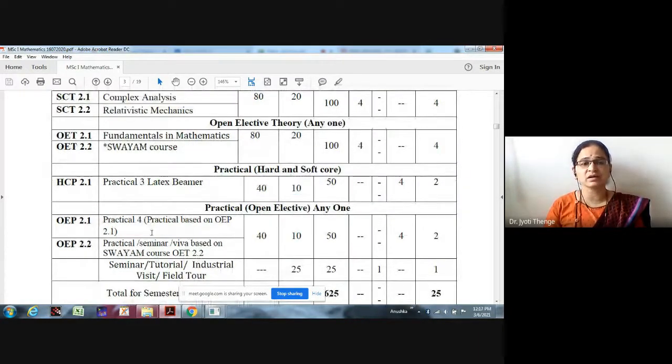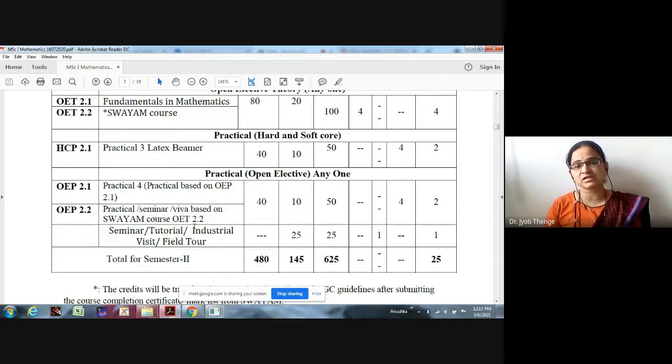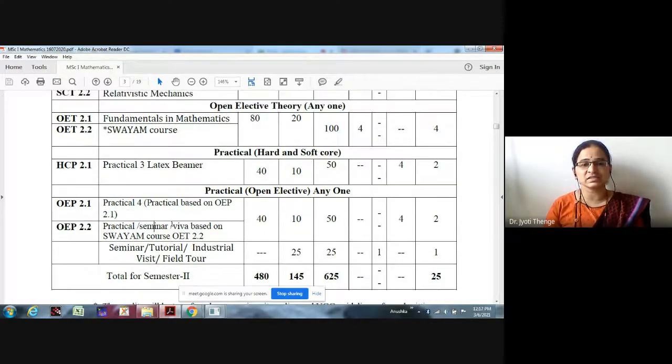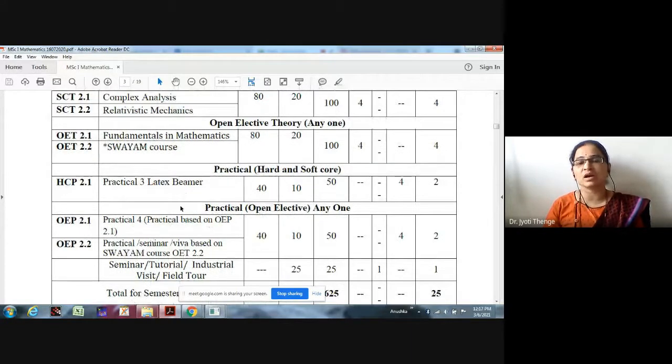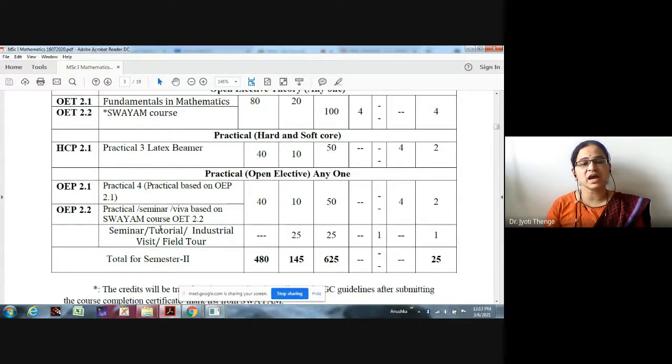Then the next practical depends upon the open elective theory paper you have selected. If you have selected office automation as your theory paper, then this practical OEP 2.1 will be according to your paper. Or if it is statistical method, the practical will be based on your statistical method. These 2 papers are run by the Department of Computer Science and the Department of Statistics respectively. Is that okay? And we have the seminar for 25 marks.